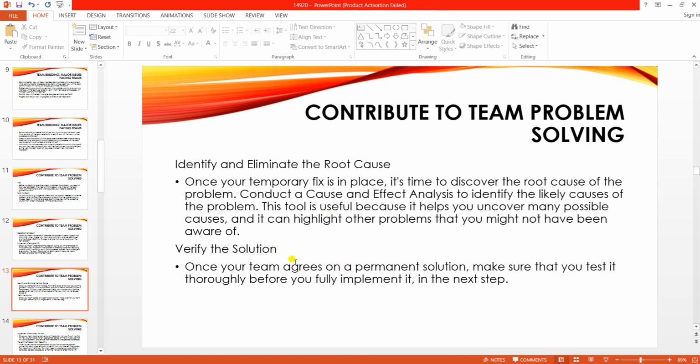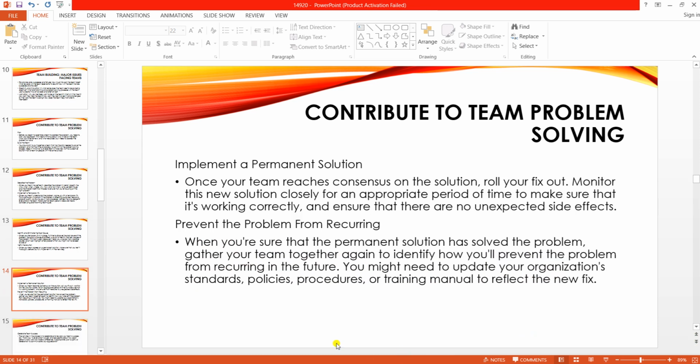And also you need to verify the solution. Once your team agrees on a permanent solution, you need to make sure that you test it thoroughly before you fully implement it in the next step. Also, you need to implement a permanent solution. Once your team reaches a consensus on the solution, you need to roll out your fix. Monitor this new solution closely for an appropriate period of time to make sure that it's working correctly and that there are no unexpected side effects.